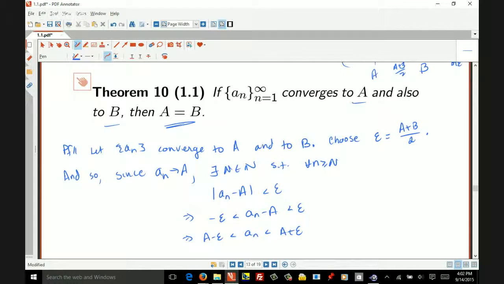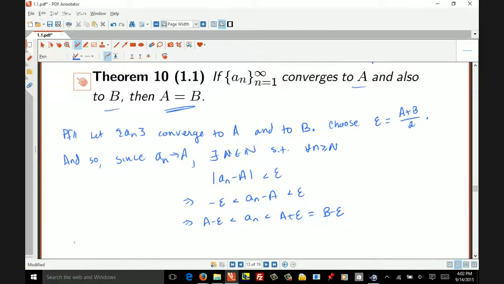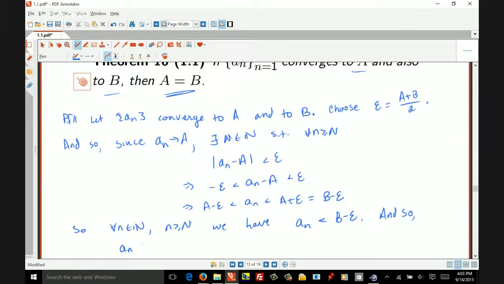But A plus epsilon is equal to B minus epsilon. So for all n in the naturals, n greater than capital N, I know a_n is strictly less than B minus epsilon, which means it's not in the interval. a_n is not in B minus epsilon to B plus epsilon, which is a contradiction.